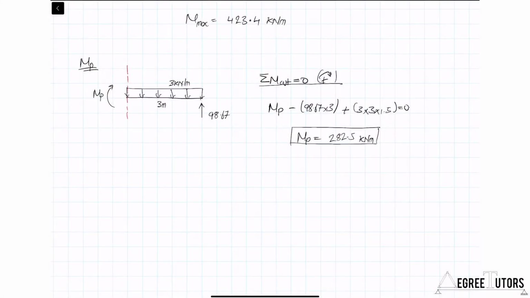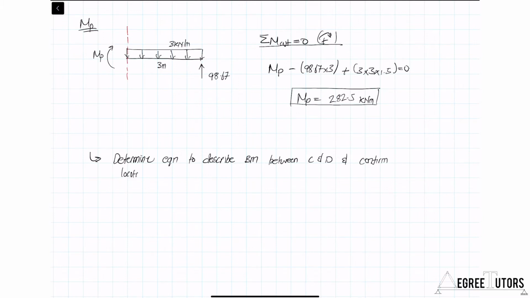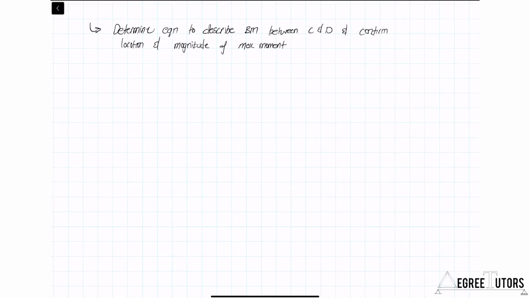Right, so back again, let us just state what it is we're trying to do. We are going to determine an equation to describe the bending moment between C and D and confirm the location and magnitude of the max moment. Okay, so as you know at this point, we want to make a cut at a distance x from the left-hand support where that cut comes down between C and D. Okay, so we can sketch it out first of all.